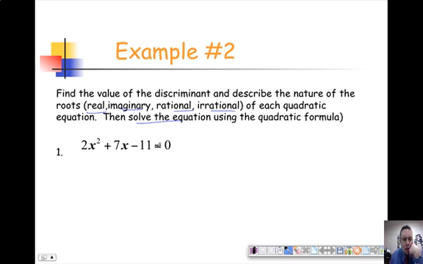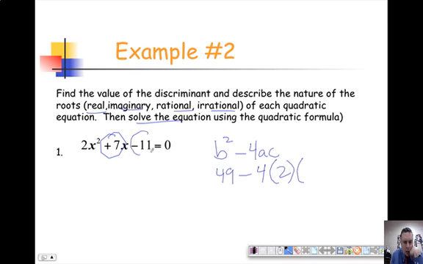Let's find the value discriminant. Here's what you do. Don't solve the whole thing. Don't do negative b plus or minus b squared minus 4ac. All that. Just do this. B squared minus 4ac. Just get this number. What's b squared? 49 minus 4 times a, which is 2, times c, which is negative 11. And then that answer is what? 49 minus plus 88. 49 plus 88, we got that before, is 137.